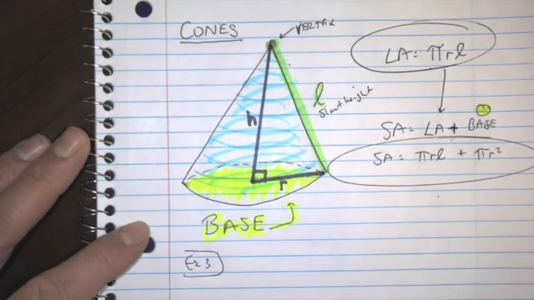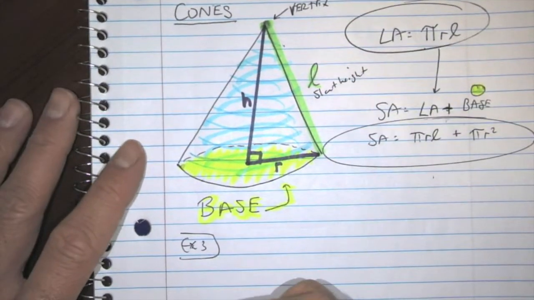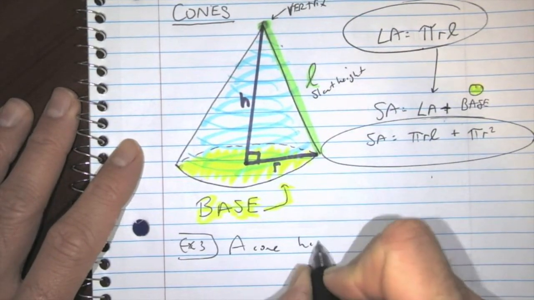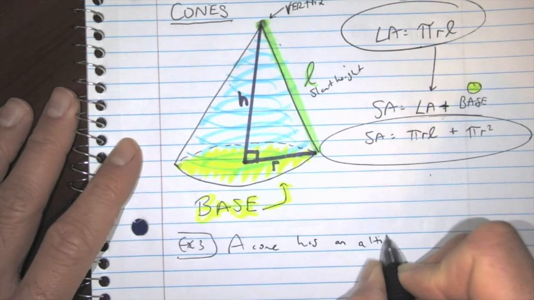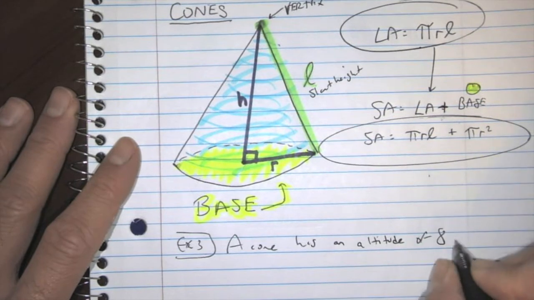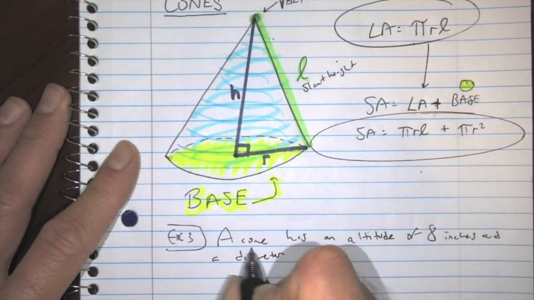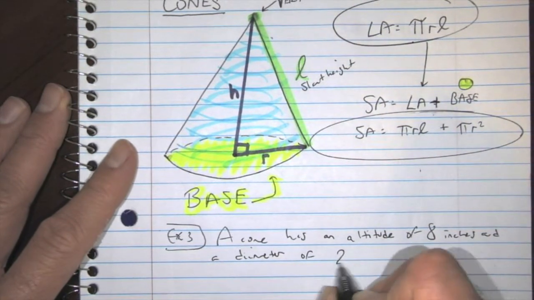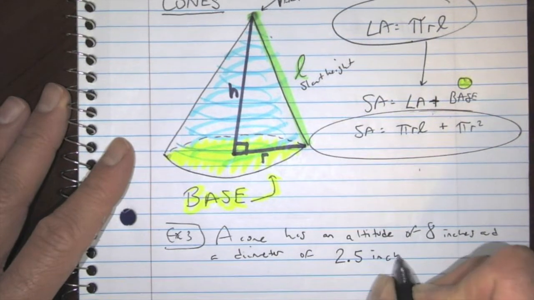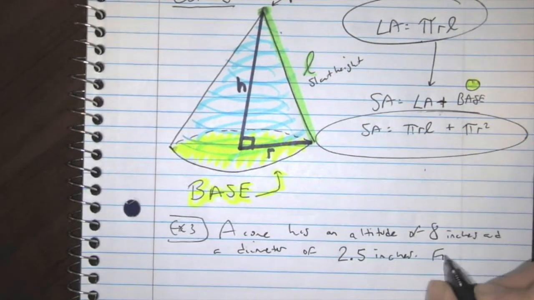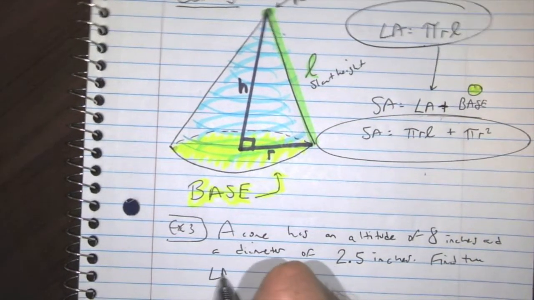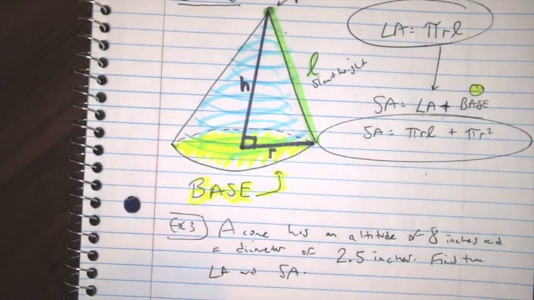Example 3. Here we go, folks. We're rolling. A cone has an altitude of 8 inches and a diameter of 2.5 inches. I'd like you to find the LA and SA. A cone has an altitude of 8 inches and a diameter of 2.5 inches. Find the lateral area and surface area.